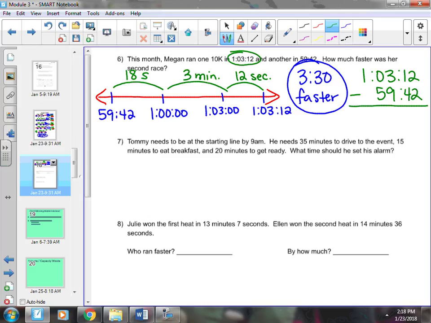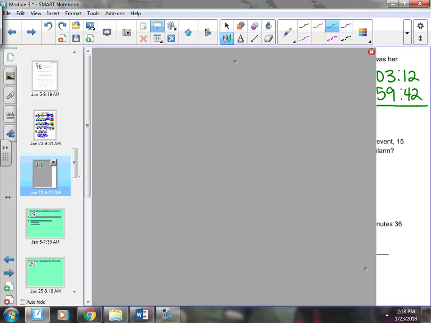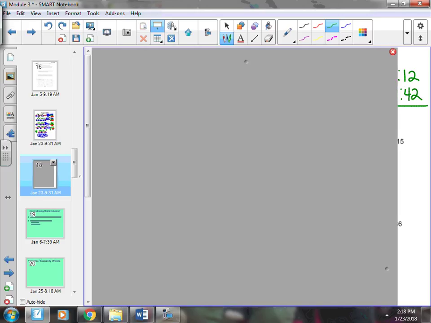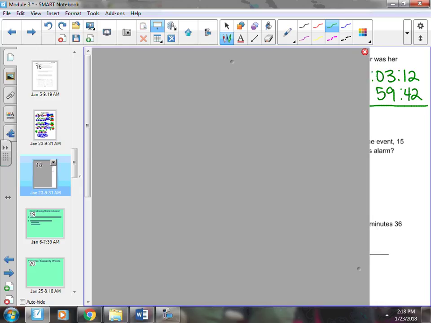Keeping in mind that 60 is the most powerful number in time. The problem with this is you can't do 12 seconds minus 42 seconds, so I have to do some regrouping. So I'm going to take one of my minutes. Instead of 3 minutes, I'm down to 2 minutes. And that minute that I've taken can be broken into 60 seconds, 60 seconds plus the 12 that are already there.